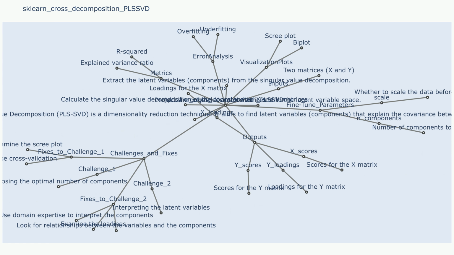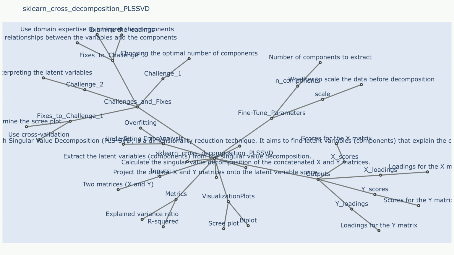Uncertainty methods. Bootstrapping, repeatedly sampling the data with replacement and performing PLS-SVD on each bootstrap sample to estimate the variability of the model parameters. Cross-validation, splitting the data into training and validation sets, and using the validation set to evaluate the model's performance.